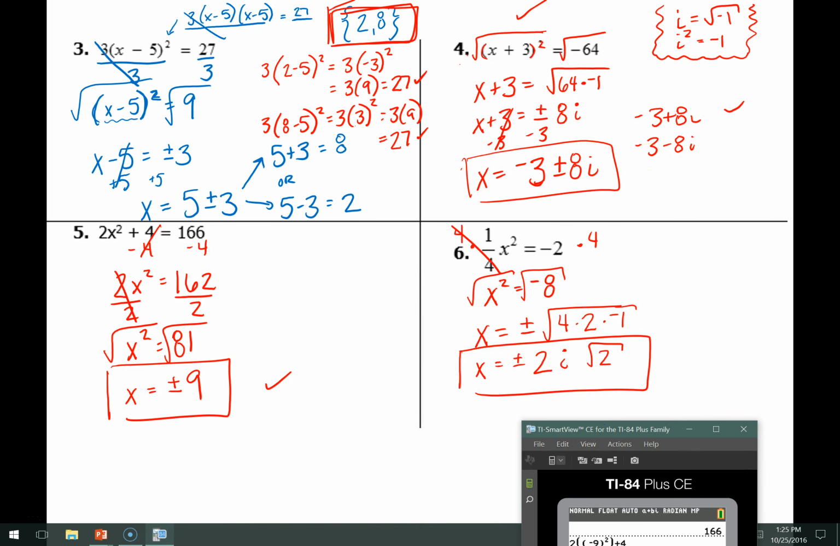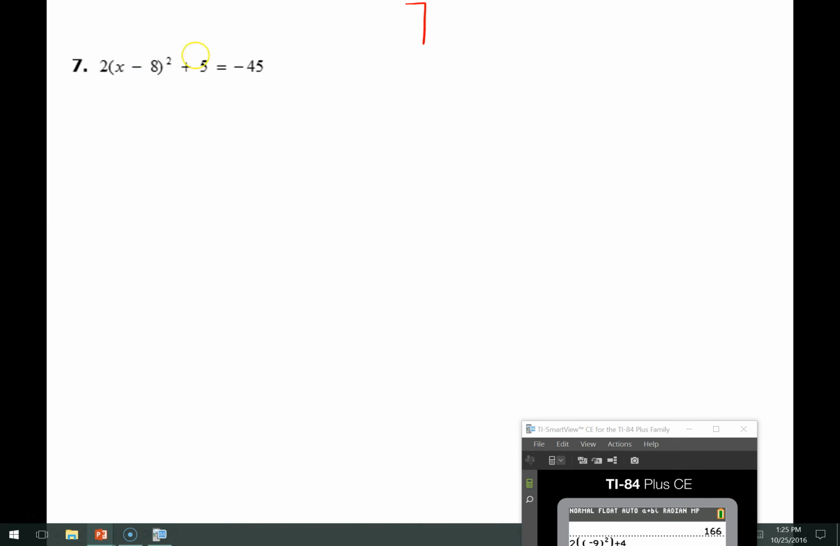Okay, let's do one more of these. Look at this next one. There's a lot of isolating that we're going to have to do first. Which one are you going to do first? Are you going to divide by 2 or subtract 5? You should always do the subtracting of 5 first. Hopefully that's what you just thought to yourself. So let's subtract 5 from both sides. That gives me 2 times the quantity x minus 8 squared is equal to -50.